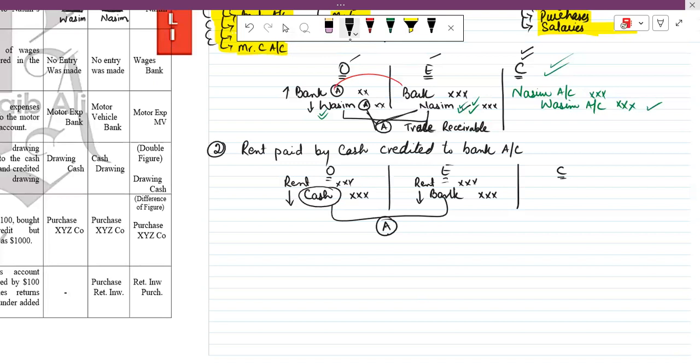Now remember that when this error occurs, you have to rectify it. The account which was wrongly credited should be debited. So you are going to debit the bank account. It is rectified, and the cash account should be credited. So the wrong account was credited, and the cash account which was supposed to be credited was not, so we have credited this account. Let me give you a third example.